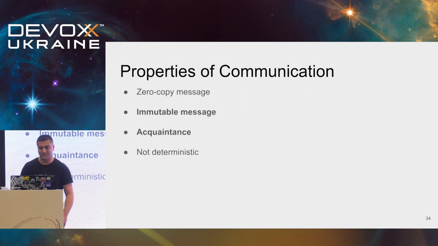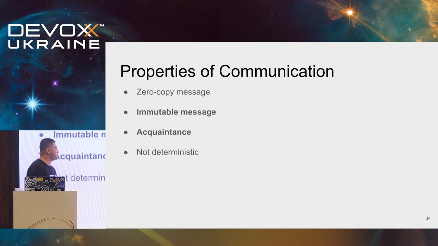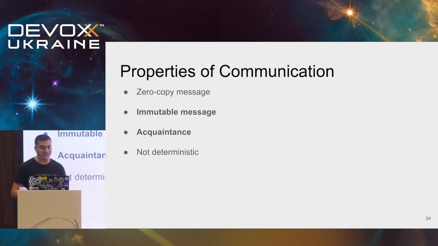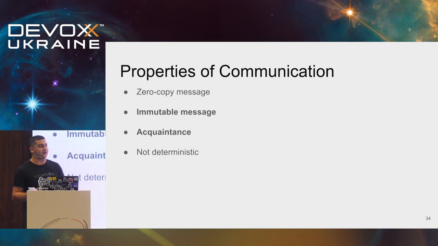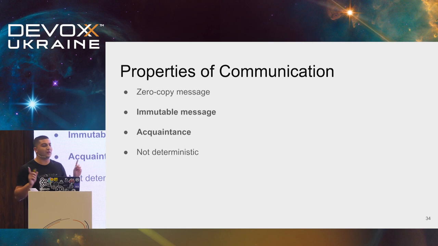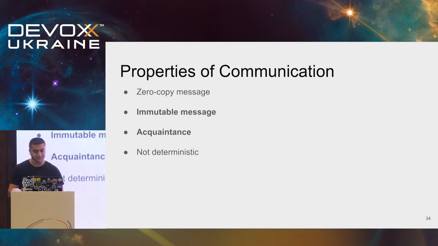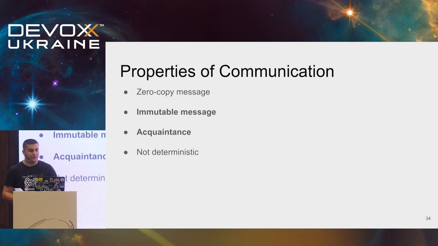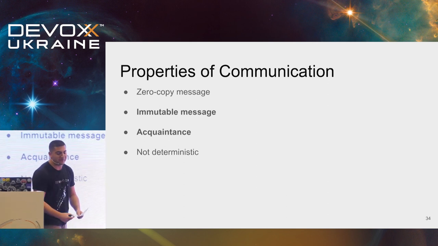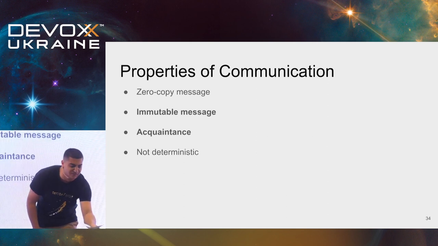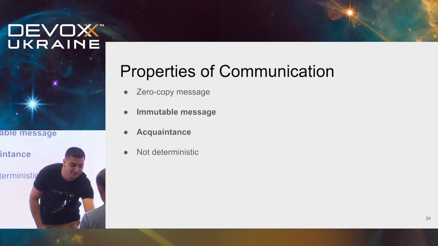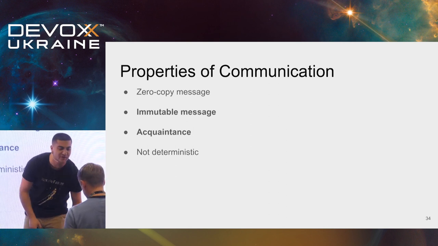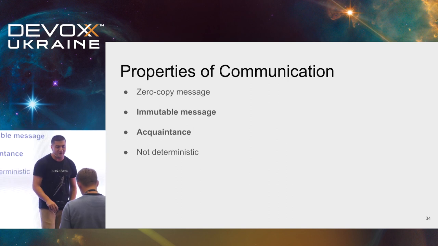So the property of communication behind this is zero copy messages. That's for performance. Not all runtime systems do this. We are based on immutable messages, but let me explain why. Please, come here. Can you just type two words in this? Write two simple words, in English or in Russian, I don't care.